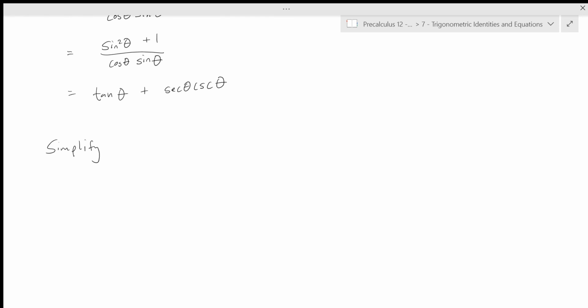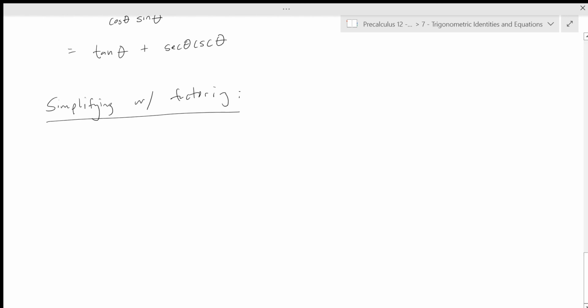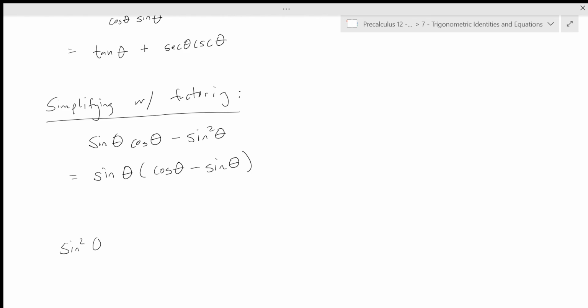Okay, next one we have, okay, so simplifying with factoring. So one thing that I want you to see is that sometimes we're going to have to factor trig functions. So if we have something like sine theta cosine theta minus sine squared theta, we can factor out a sine theta. And this would be sine theta times cosine theta minus sine theta, which might enable us to cancel something if we're working with fractions. Another one is that we may even end up with things like a quadratic in sine theta. So sine squared theta minus 2 sine theta plus 1.